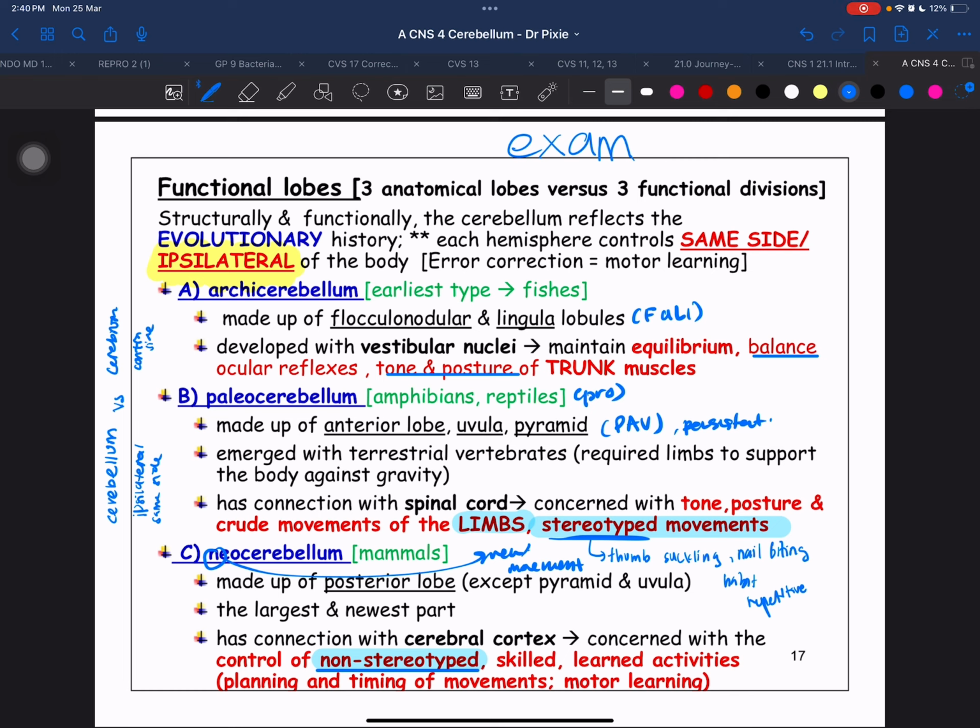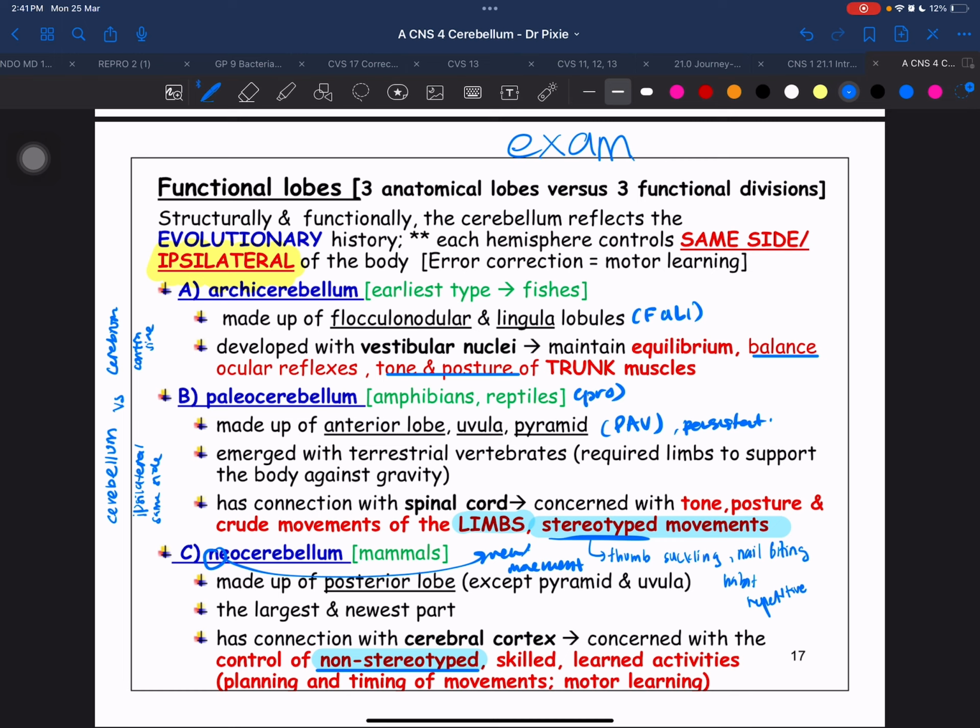How about amphibians and reptiles? They do have limbs, but they do not use the fingers as finely as us. So they are actually made up mainly of the anterior lobe. This is mainly for terrestrial vertebrates, and they control the tone and posture of the trunk muscle, and also the tone and posture of the limbs, just the arm and forearm, thigh and leg. And this is mainly about limbs.